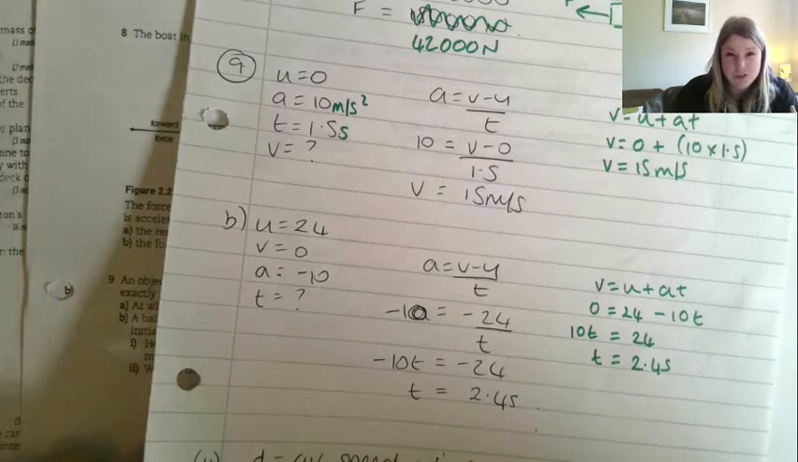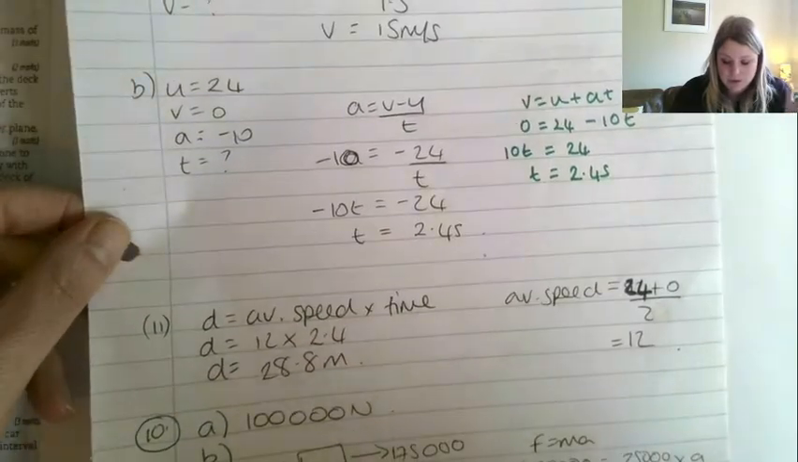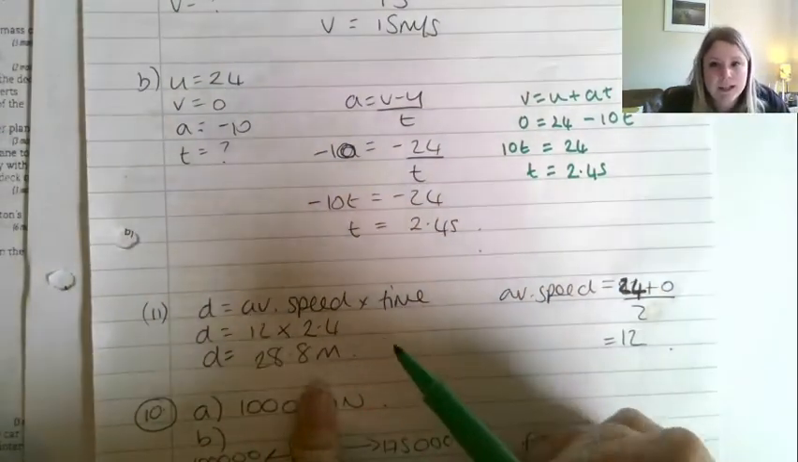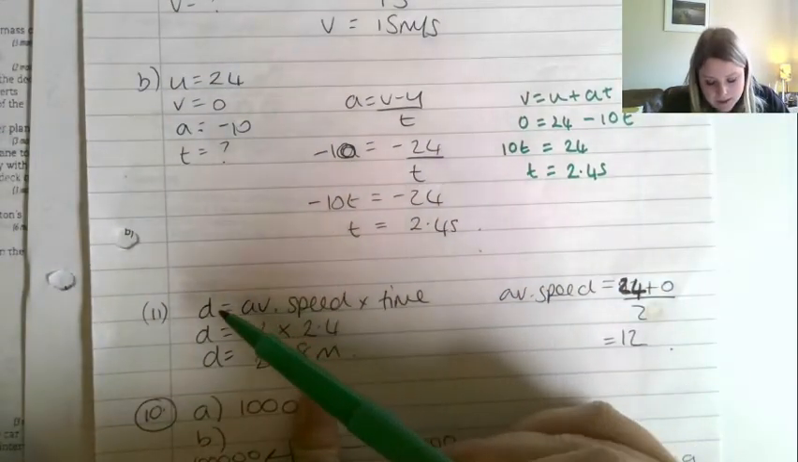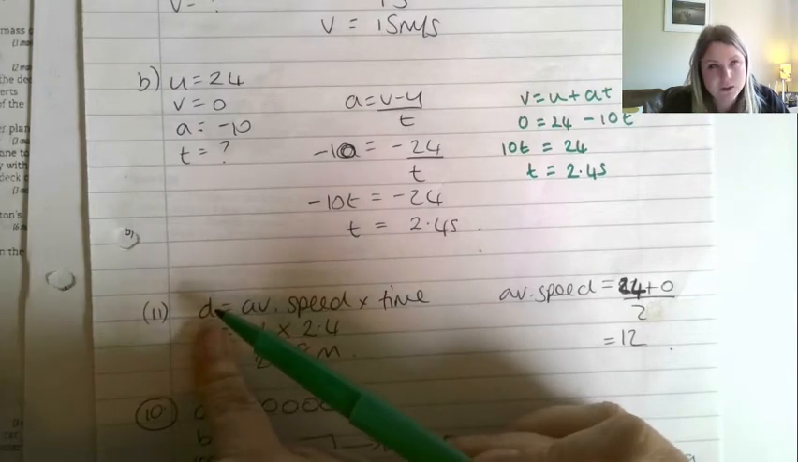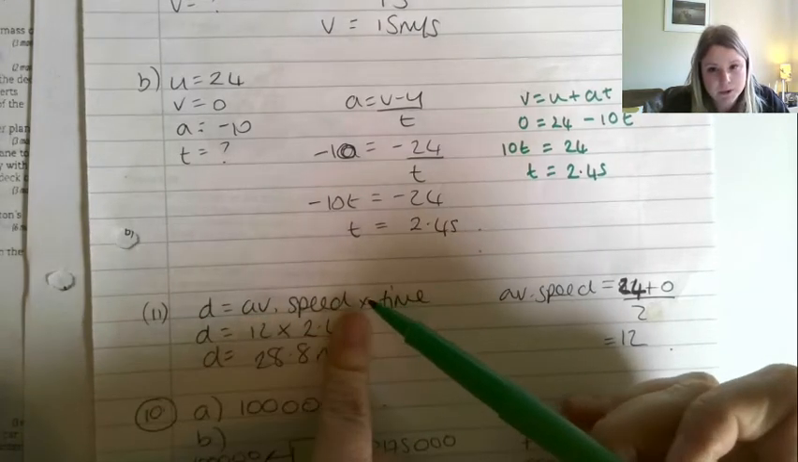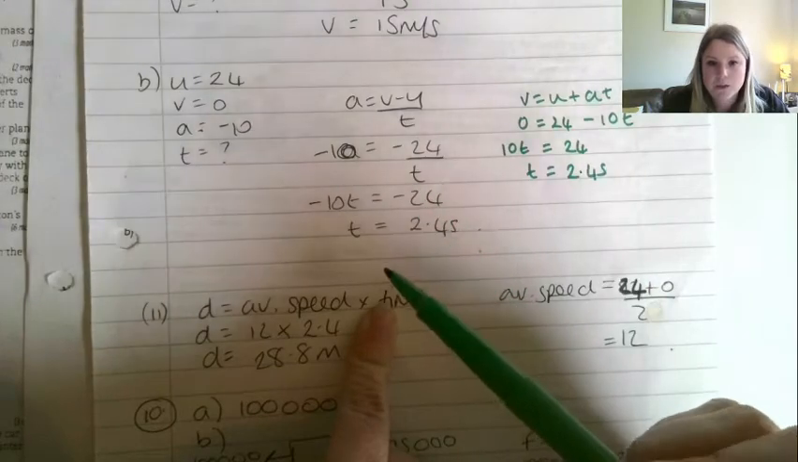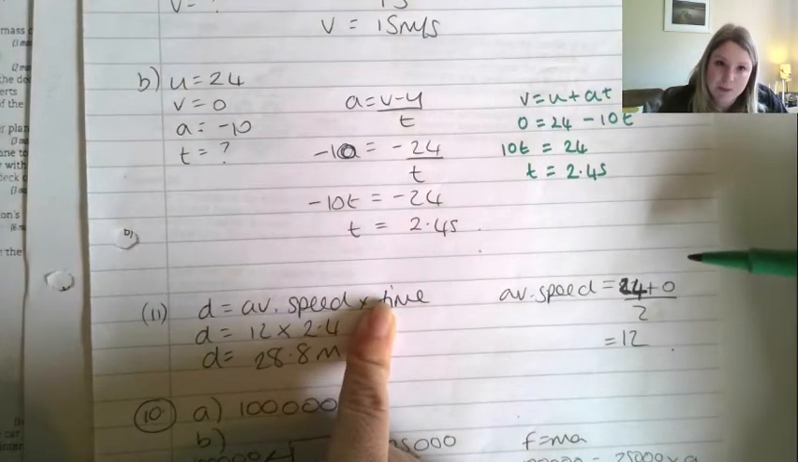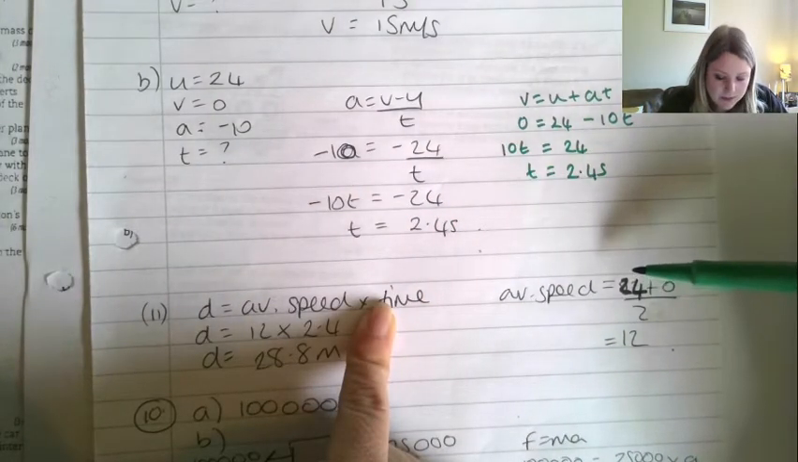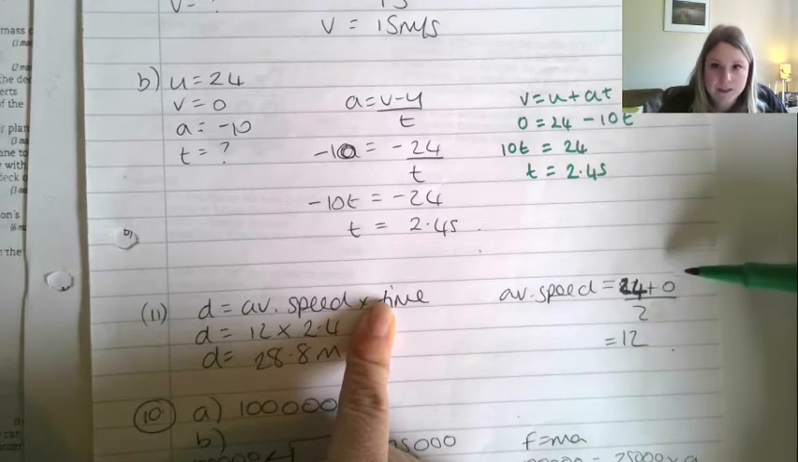So I can take you through doing the equations of motion way afterwards. See here, I've used the fact that the distance travelled is going to be the average speed multiplied by the time. But to use that, I need to figure out what my average speed is. So we know it hit the ground at 24 and it started at 0.